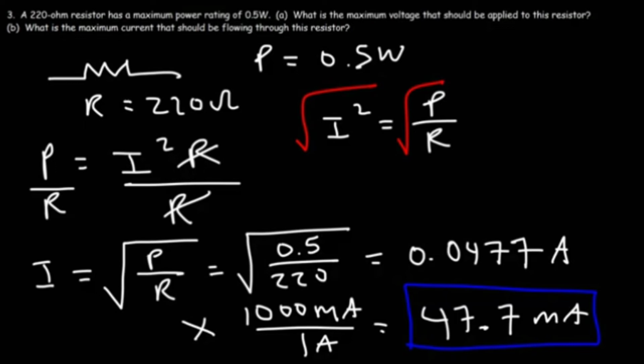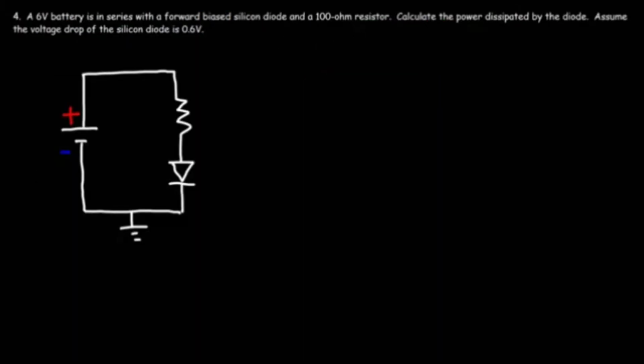So now you know how to design a circuit if you know the maximum power rating of a resistor and the value of the resistance. You now know how to determine the maximum voltage that should be applied to the resistor and the maximum current that should be flowing in that resistor. Let's move on to number 4.